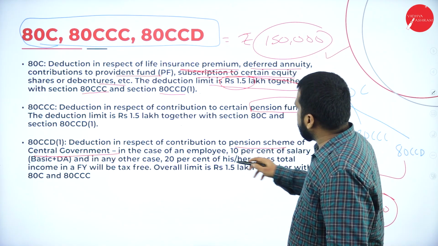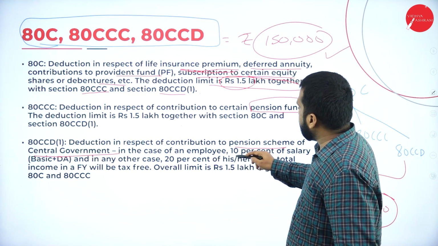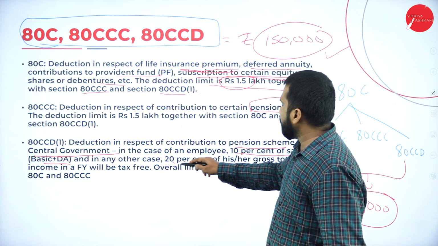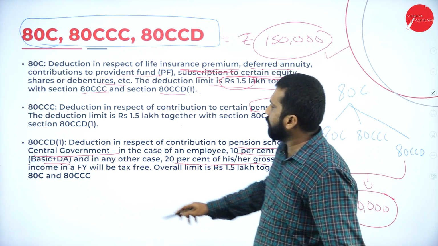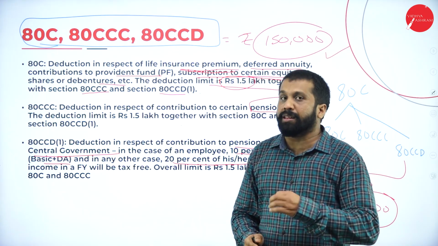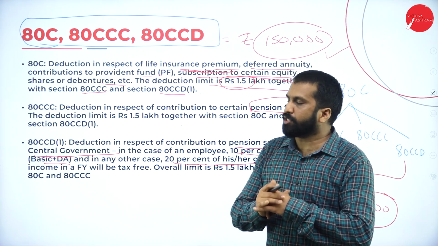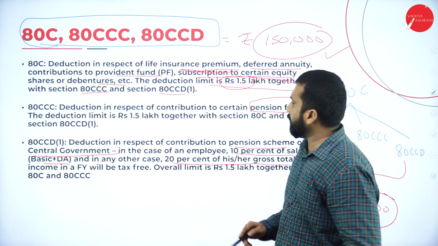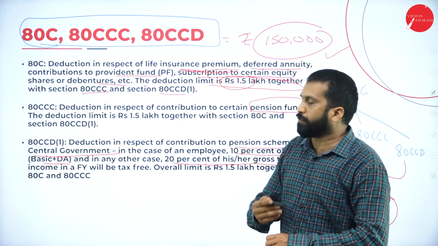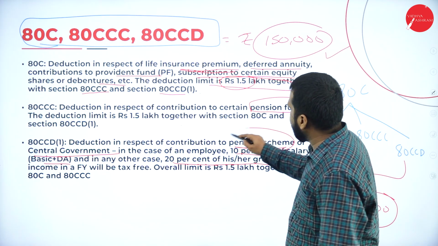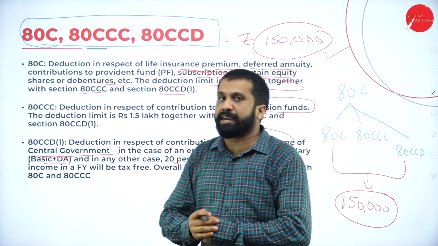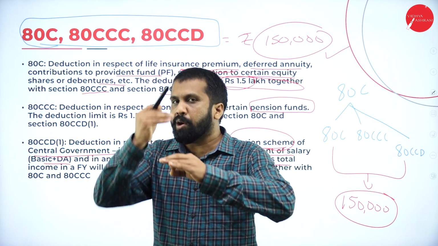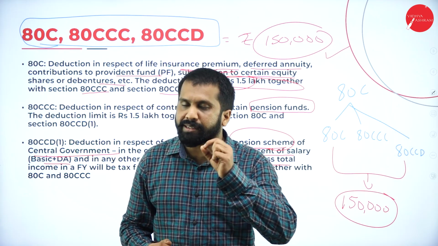Whatever deduction you claim, it is 10% of salary, basic plus DA. In other cases, it is 20% of his or her gross salary income. In detail, I'll go through it later while doing the problem. Just assume that for now. This is all about your investment, your pension fund, your pension scheme. So these are called 80C, 80CCC, 80CCD, all put together 1,50,000 deduction.